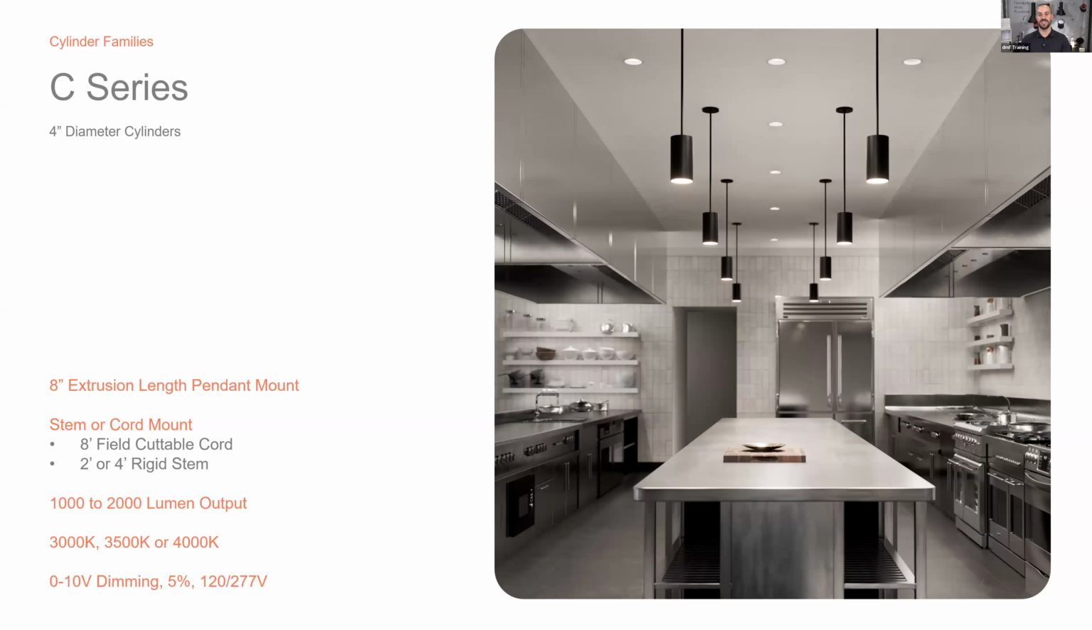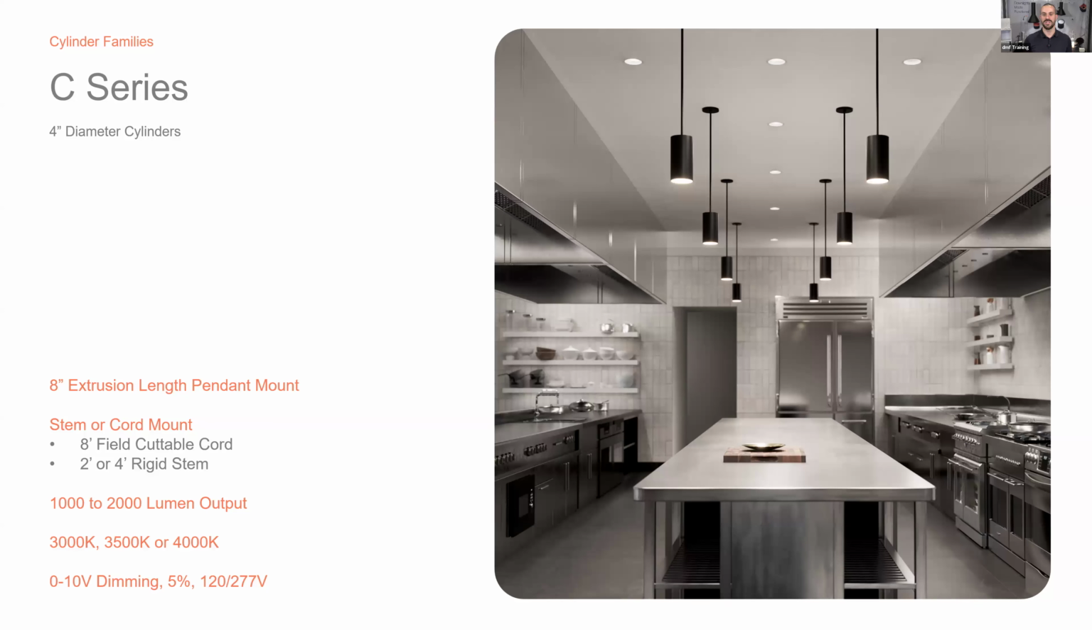Now moving on, we have our C series and H series, again our more budget-driven and affordable cylinder families. The C series cylinder comes in essentially one configuration. We have an 8-inch cylinder extrusion length, and then two different pendant options: either an 8-foot field cuttable cord or two different stem lengths. So we have 2-foot or 4-foot length stems.